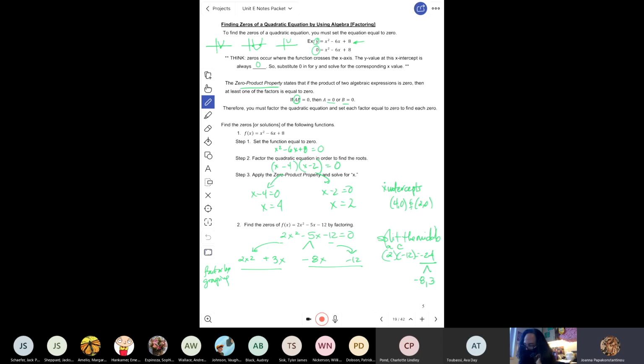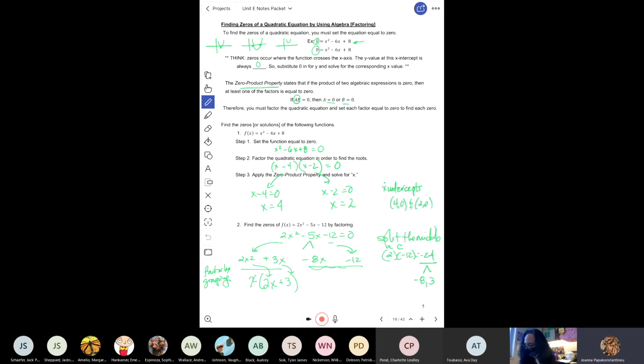So greatest common factor for the first two terms is what? Three isn't divisible by two, even, right? Okay. So x, and then that's going to leave me what on the inside? Two x squared divided by x is what? 2x, and then 3x divided by x is 3.